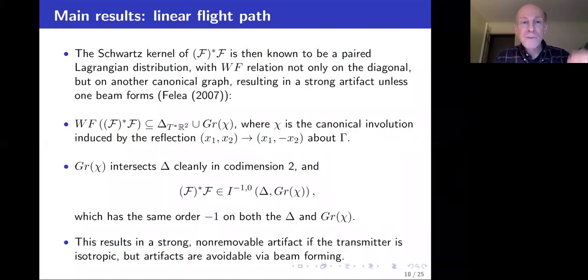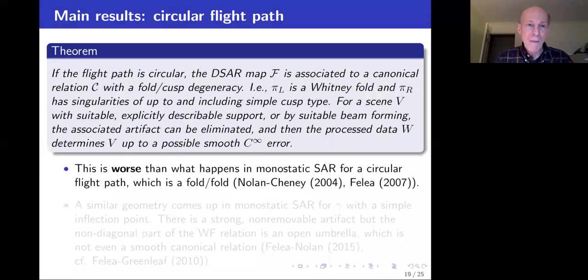So that's what happens for the linear flight path. Exactly the same thing happens for monostatic SAR. What's different now is that for a circular flight path, the canonical relation has a fold cusp singularity or degeneracy, meaning that the projection to the left is still a Whitney fold, just as it was before for the straight flight path.